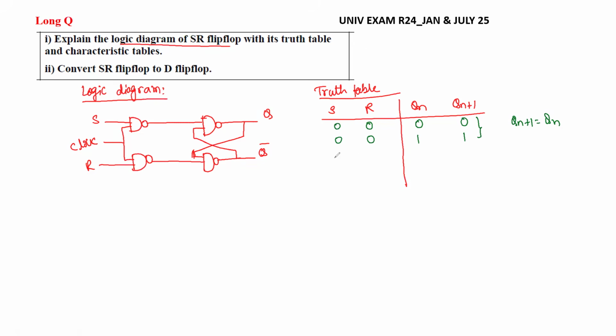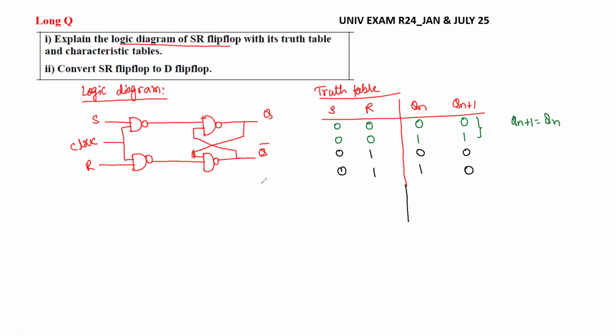Next, we have 0, 1. Again, it is 0, 1. Qn is what here? 0, the present state. So here the output, meaning the next state, is 0. So S is 0 and R is 1 in this condition, so that is the reset. The reset means Q bar will be 1 and Q will be 0. Again, we have 0, 1 and Qn is 1, that is the present state. So Qn plus 1 will be 0, since Qn plus 1 bar is 1. Since R is 1, that is the reset.